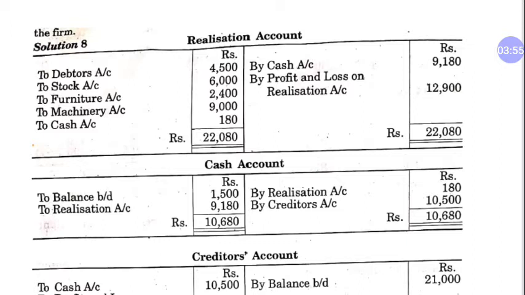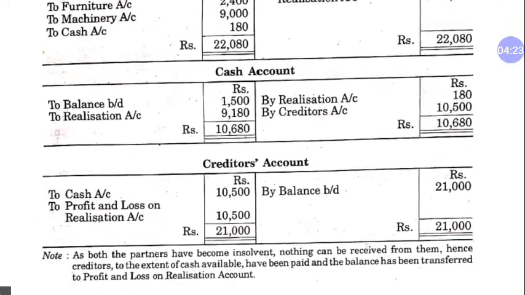Now we are making the cash account because we have some cash. Already we have cash of rupees 1500, which is given in our balance sheet, and we realize 9180 from the market as the realization value of the assets. So total cash we have is 10,680. Okay. And out of this we are paying 180 rupees as realization expenses. So the balance is available for the creditors, that's why we are transferring the balance into the creditors account, by creditors account 10,500.